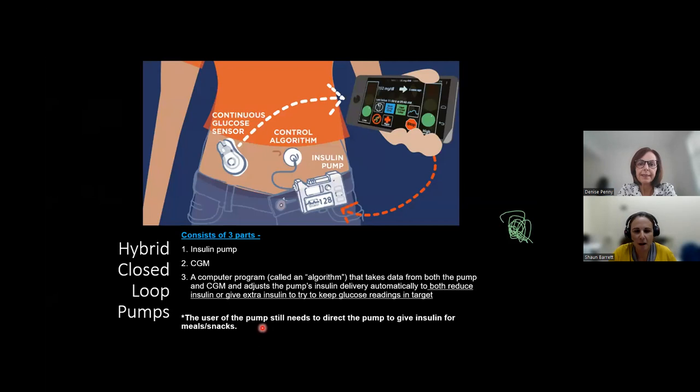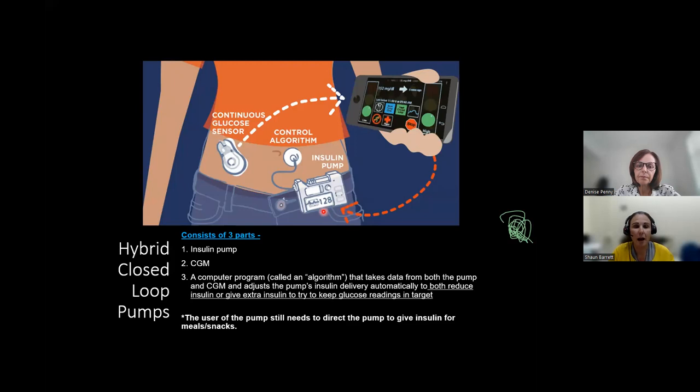Definitely where pumps are going is hybrid closed loop pumping. That consists of a pump, a CGM device, and in the pump there's an algorithm that takes data from the sensor and automatically modulates the basal rate based on predicted blood sugar values. So for example, if the sensor is knowing that in a certain amount of time the blood sugars are starting to drop, it speaks to the pump and the pump will ease back on how much basal insulin it's infusing. It will even suspend that basal rate.